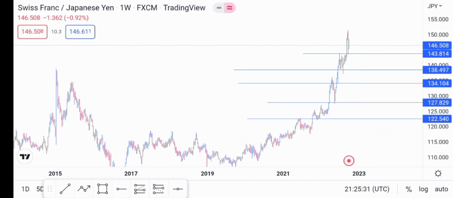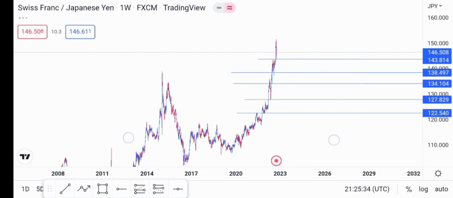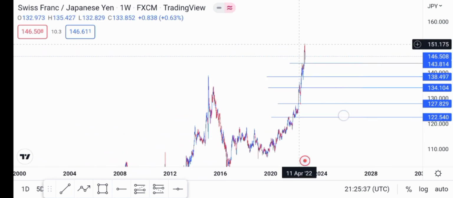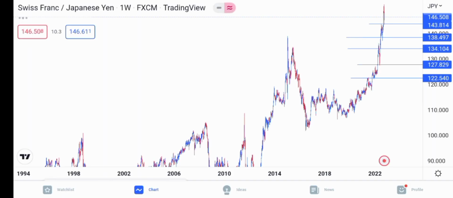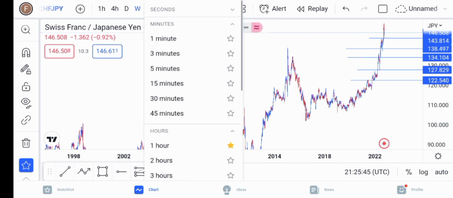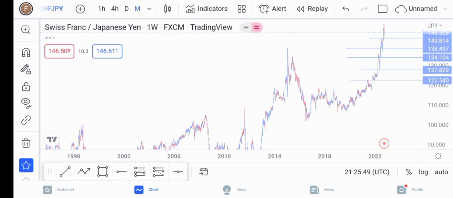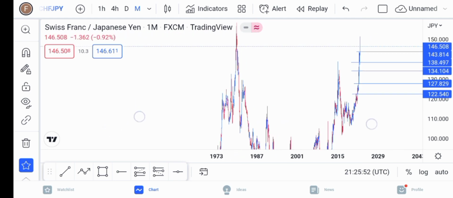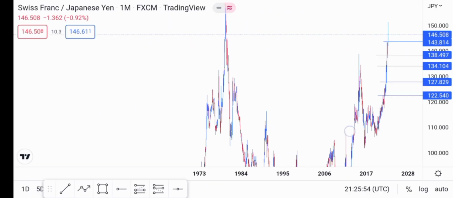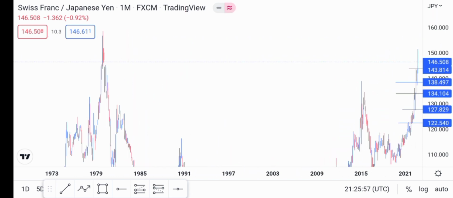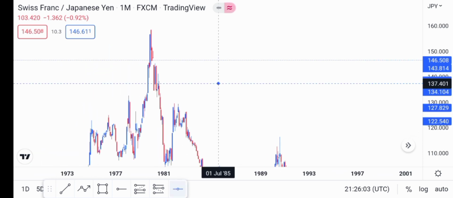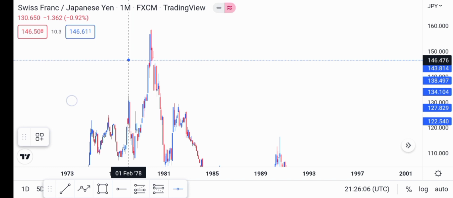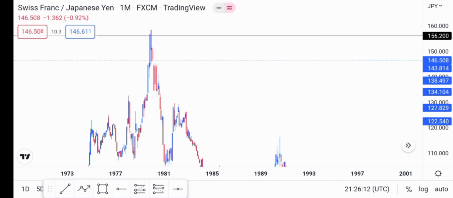So let us zoom in a little bit to see which level is this one right over here. So I'm gonna go back to my monthly time frame. Okay, so I'm on the monthly time frame. I just want to cater for this upper level. So by the looks of things, this level right over here is our highest peak level. So I'm gonna put it right over there.